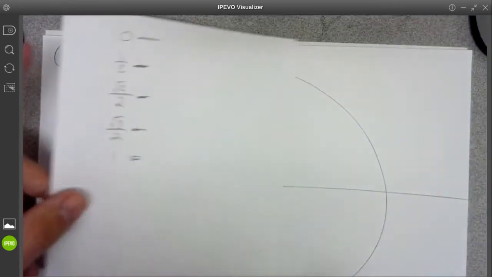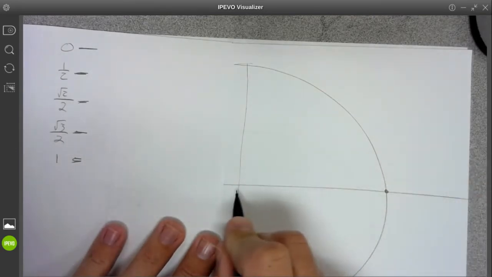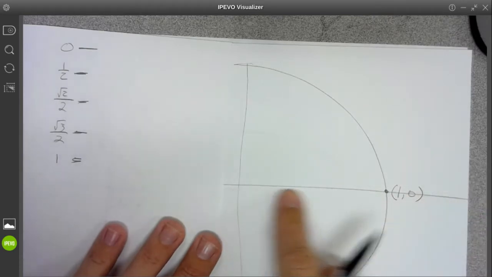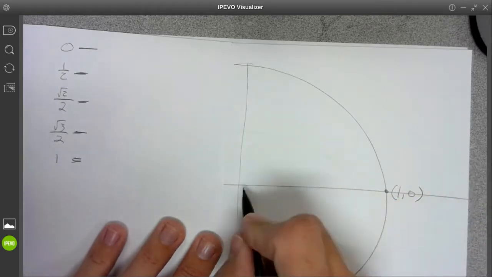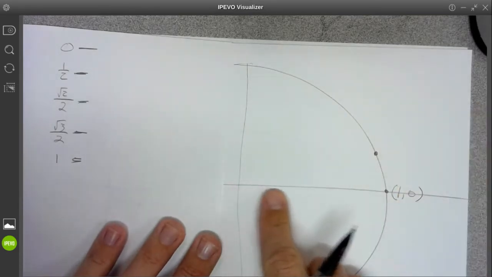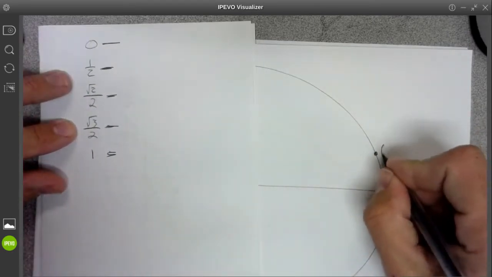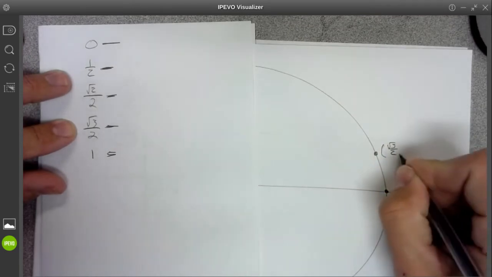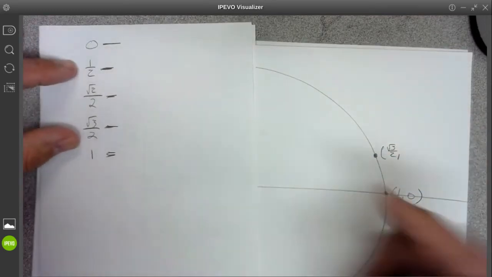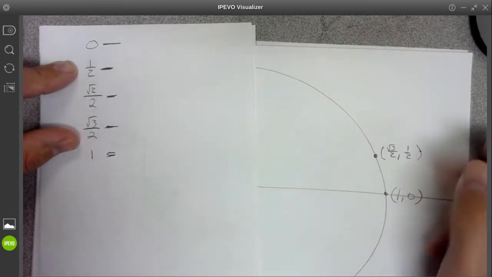Starting out, we're just going to do the coordinates of that point. It's to the right 1, and up and down 0. So that's cosine of 0 and sine of 0. If we look at the 30-degree angle, or pi over 6, it's way over to the right, so that's root 3 over 2. Thinking about the x and y values, it's 1/2 up. It's just a little bit up.